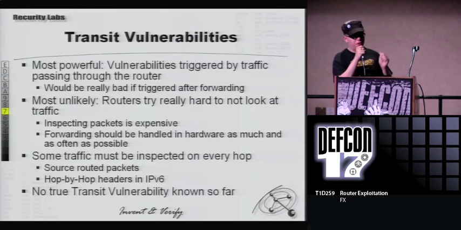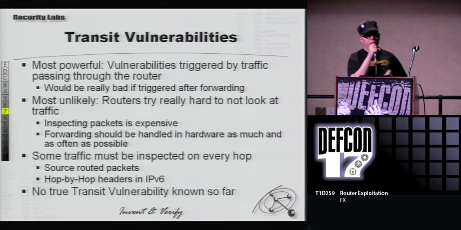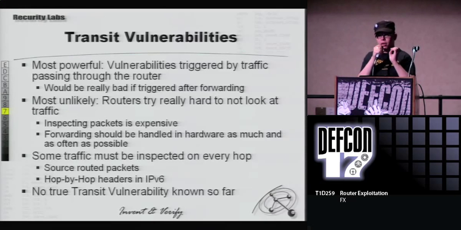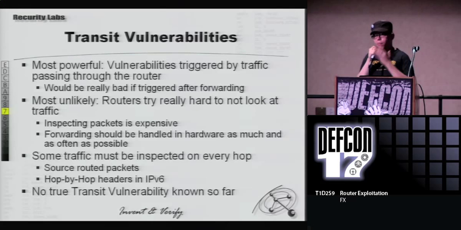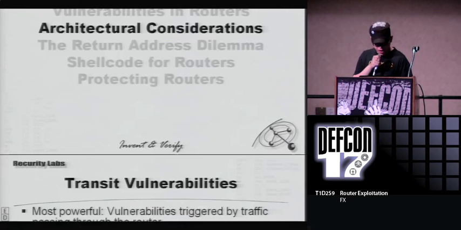Some traffic is a notable exception. Some traffic actually gets source routed, for example. That must be inspected on every hop. Or in IPv6, you have the hop by hop header. And I'm going to watch that one closely, because I'm sure that Cisco is going to fuck it up.